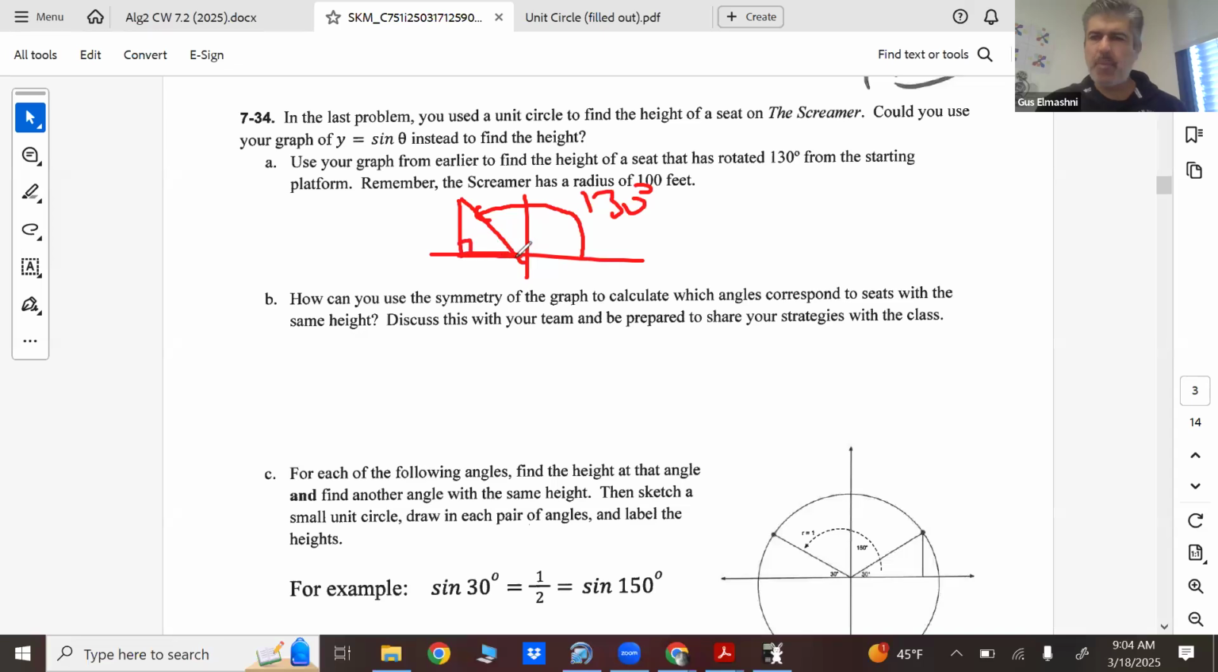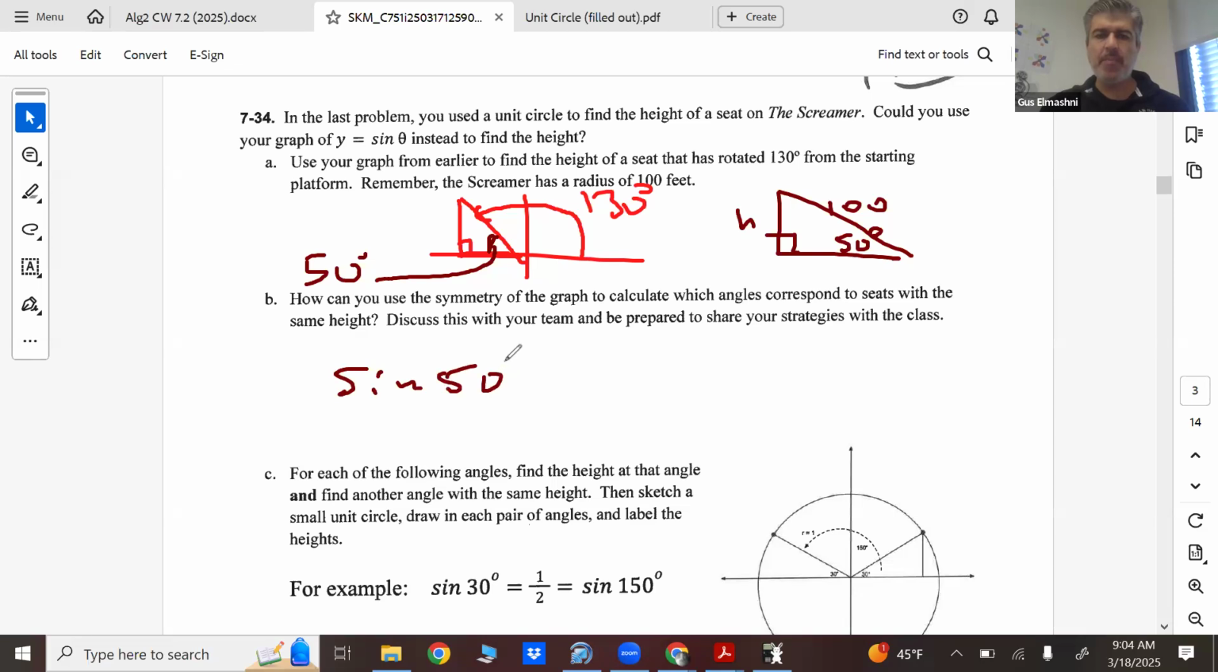Now, if you think about it, what's the measure of this angle right here? What would that be, would you say? Close, 50. Because you got to go to 180, right? So if I draw that again, that's 50 degrees. How would I solve for the height? What would I do? Yeah, totally. So sine 50 degrees equals what over what? Well, h over 100.